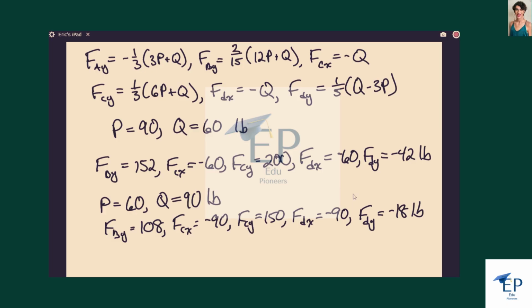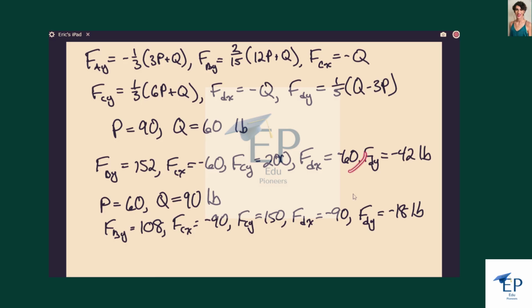So in the first case, we have P is 90 and Q is 60. So we have the reaction force at B is 152 pounds. That's at the slider, and at the pivot point where it's connected to ground, we have minus 60 in the X and 200 in the Y.